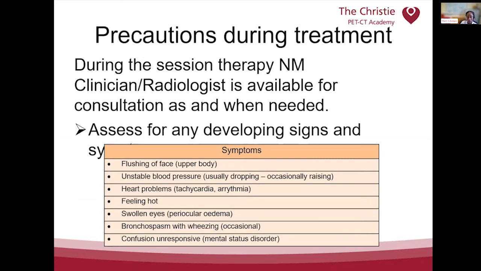So during the treatment, we have radiologists available. They might not be in the room with us, but we know they're there, and we can reach them when we need to. So we assess the patients to make sure they are not developing signs and symptoms that can go with them having a carcinoid crisis, like the flushing, the unstable blood pressure, heart rate. And so we monitor them for all of these symptoms that I put on here, and even more.